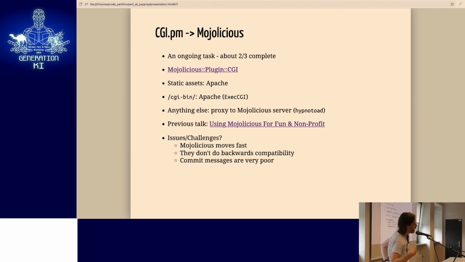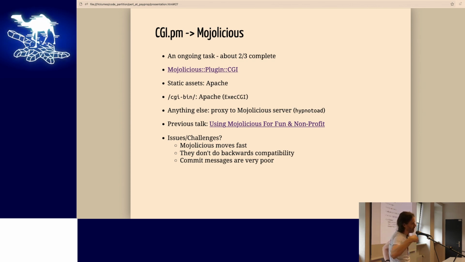So the main pain point we have when we upgrade to a new Perl and we want to upgrade our modules is Mojolicious changes break things. So just keep that in mind. And yeah, the commit messages are very poor. I have to call out Sebastian on this. They're some of the worst commit messages I've ever seen, which makes debugging and fixing things harder. There it is.